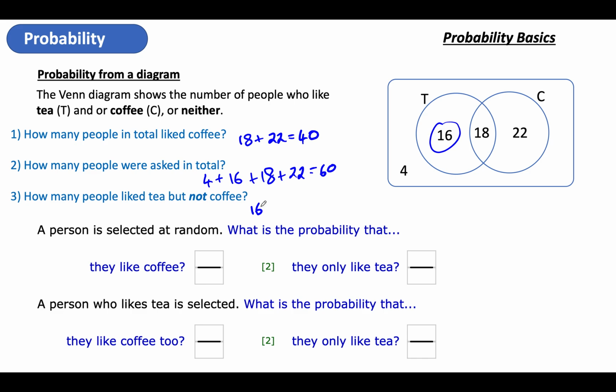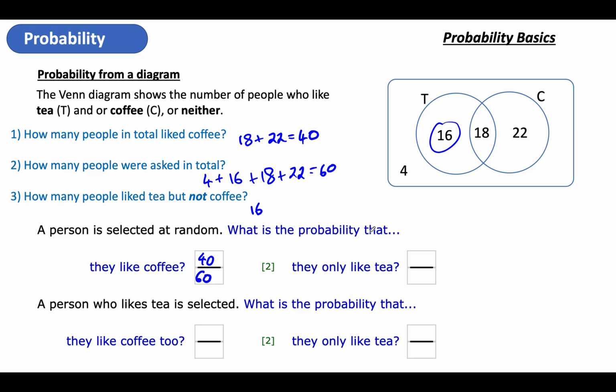Okay, right, let's have a little look then. We've got a person is selected at random. What's the probability that they liked coffee? Well, they're selected at random, so it's out of everyone. So we know the fraction is out of 60. What's the probability they like coffee? Well, there are 40 people who like coffee in total. So we need the 40. We don't just want the 22 because these 18 like coffee as well. It doesn't say that they can't like tea, it just says that they definitely like coffee.